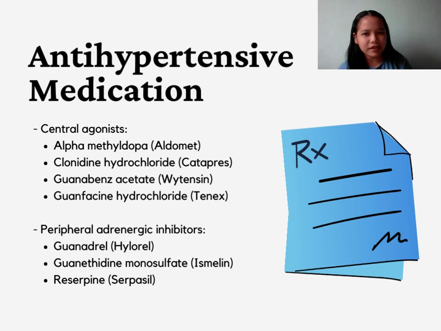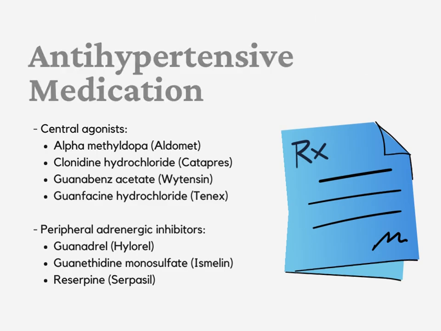Now, there are peripheral adrenergic inhibitors as well, which reduce blood pressure by blocking neurotransmitters in the brain. It blocks the smooth muscles from getting the message to constrict. Take note though that these drugs are rarely used unless the other antihypertensive medications did not help. Examples of this include guanadrel, guanethidine monosulfate, and reserpine.